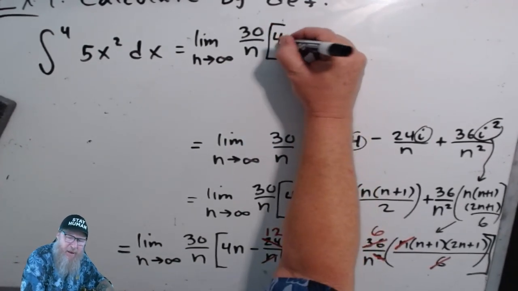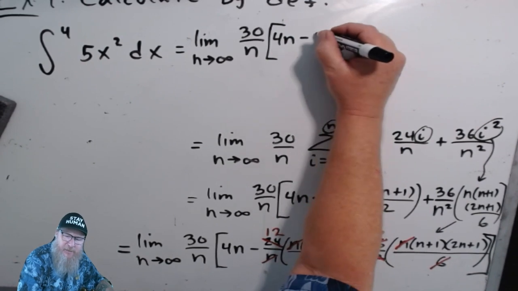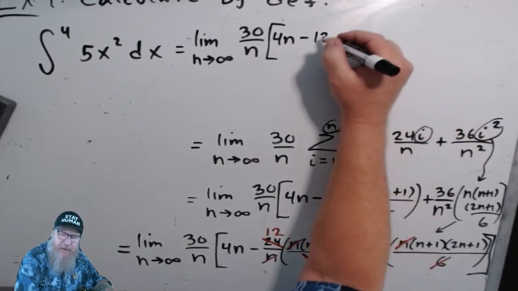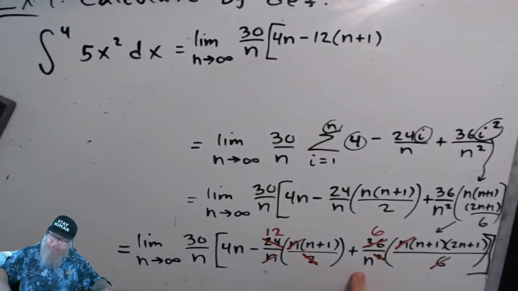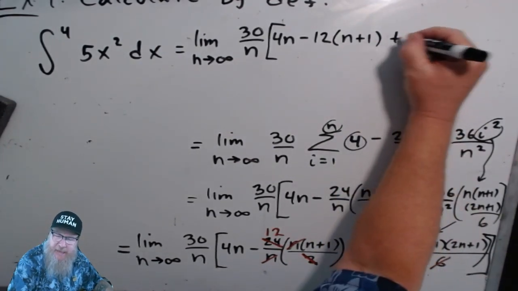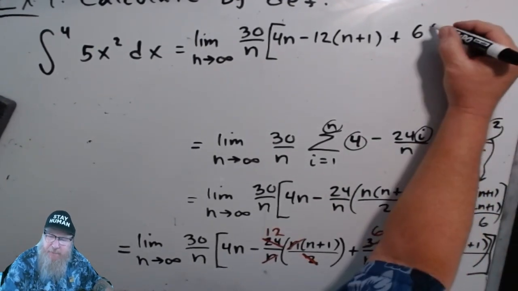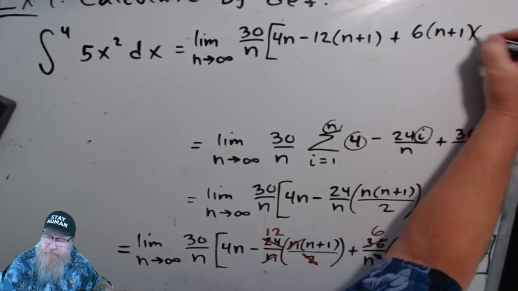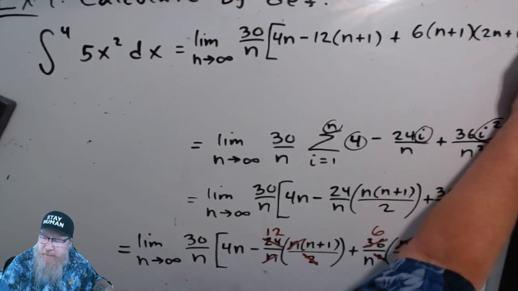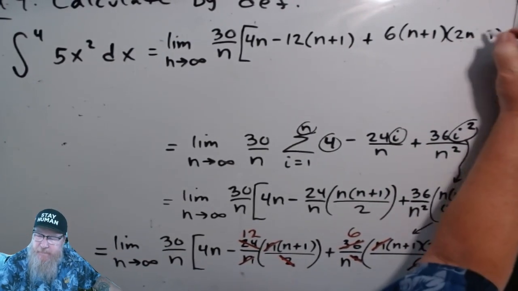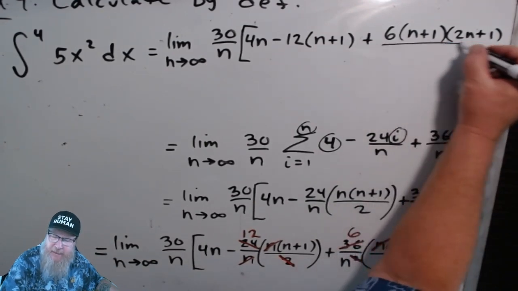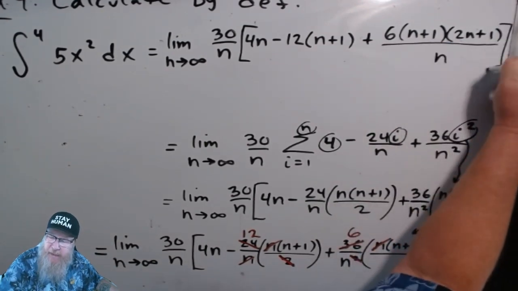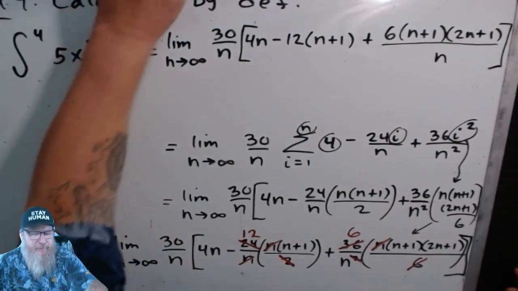So I've got 4n minus 12 times n plus 1 plus 6 times n plus 1, 2n plus 1, and then the bottom is still n. Just the bottom of the last term here.